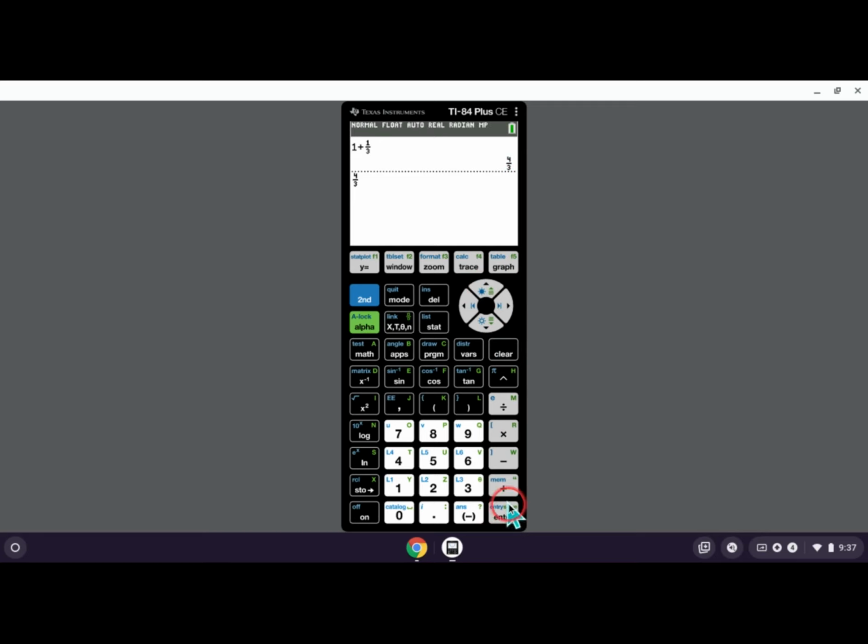Plus, another way to find your fraction is go to math. We want to go to fraction and then enter. And we get 1/3.